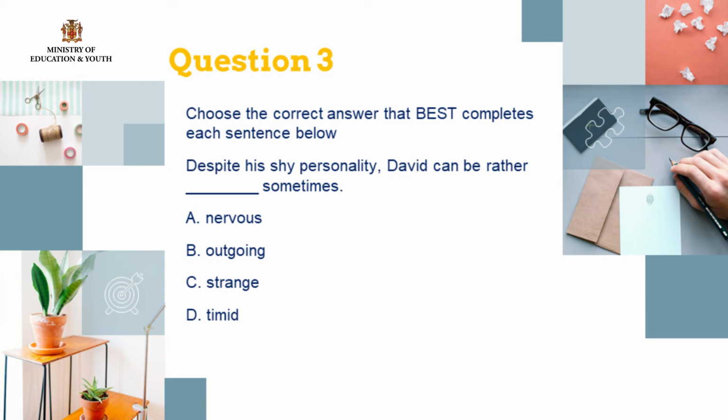Timid and shy are basically synonyms, which mean they have the same meaning. So I would not necessarily put timid there. What about B, outgoing? Despite his shy personality, David can be rather outgoing sometimes. That sounds more like it. Outgoing here represents the opposite of shy. So despite having a shy personality, David can be rather outgoing sometimes.